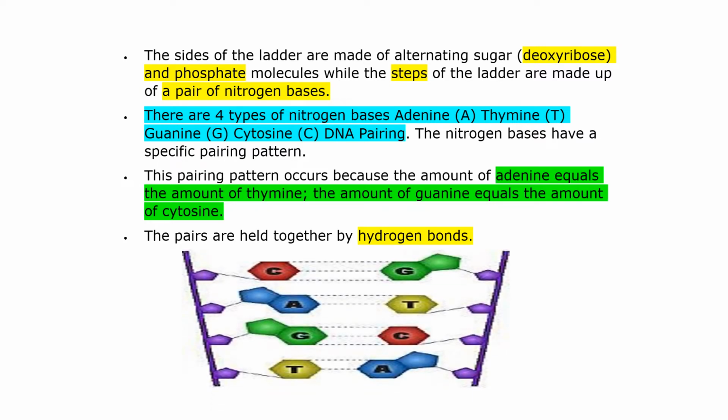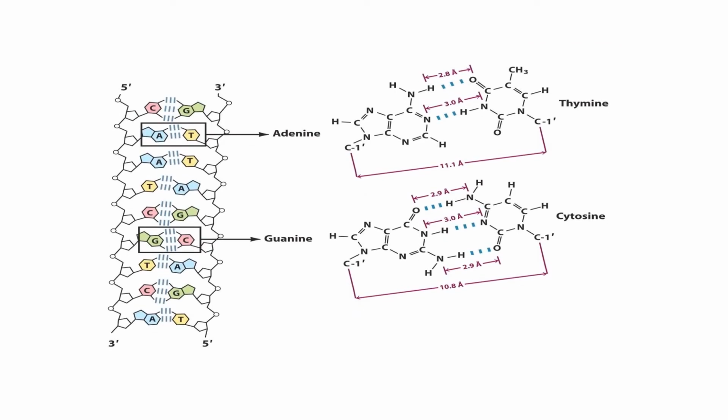So you can see this structure. These are the sides which are made up of the deoxyribose and phosphate, and these are the pairs of nitrogenous bases. You can see this structure which is looking like a ladder with the nitrogenous bases, and there is pairing of cytosine with guanine and adenine with thymine. In the pairing of adenine with thymine there is a double hydrogen bond, and in the case of cytosine and guanine there are three hydrogen bonds.